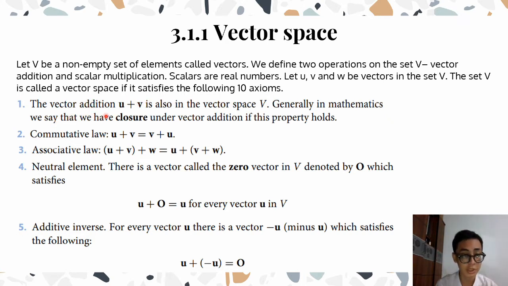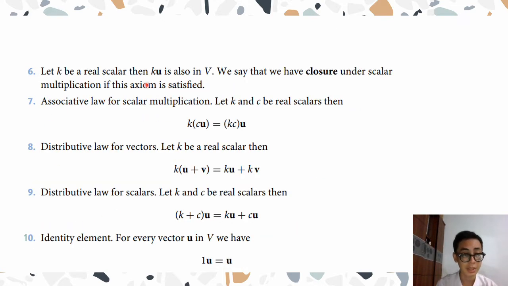The vector addition u plus v is also in vector space V. Generally, in mathematics, we say that we have closure under vector addition if this property holds. Commutative law, associative law, neutral element, additive inverse. Let k be a real scalar: associative law for scalar multiplication, distributive law for vectors, distributive law for scalars, and identity element.